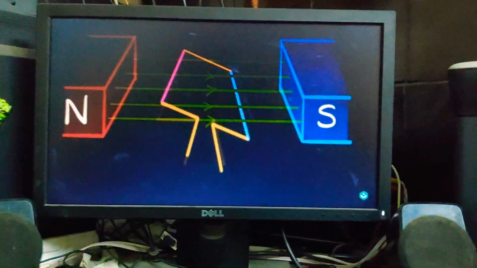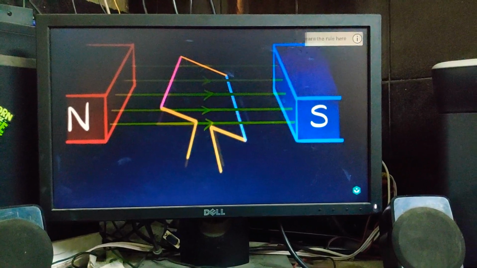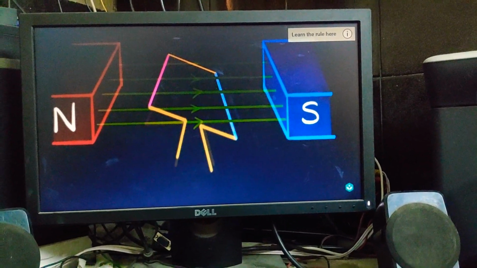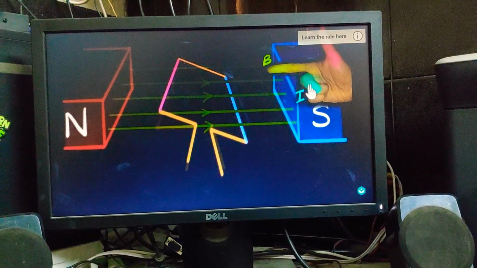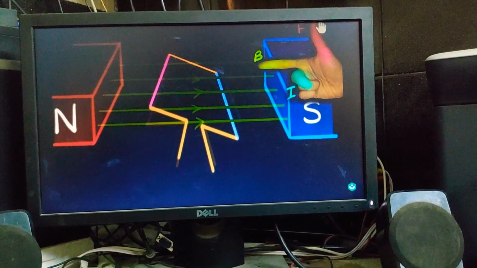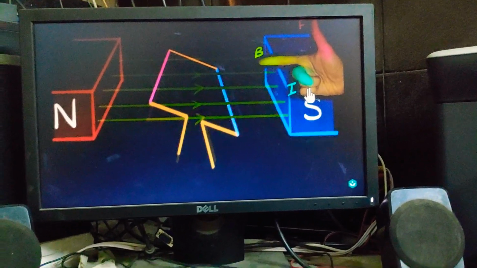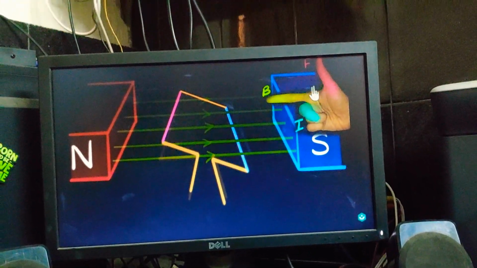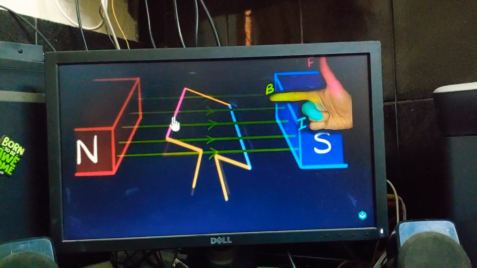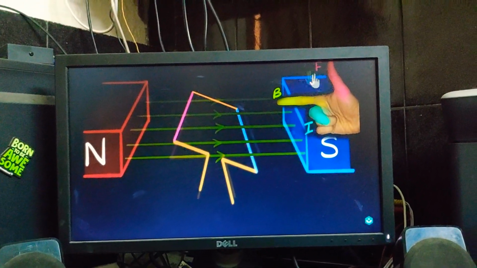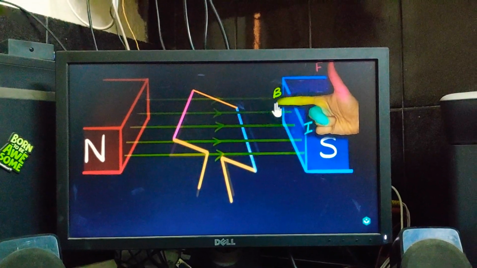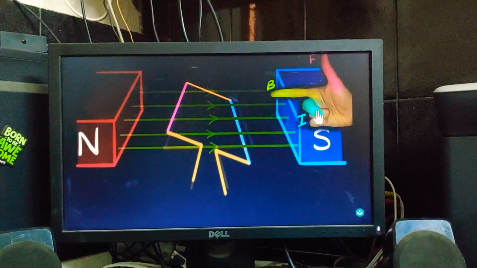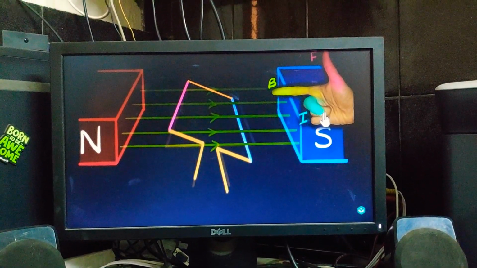Well, we have already learned something called Fleming's right-hand generator rule, which says you stretch the fingers of your right hand like this, such that they are perpendicular to each other. Then the thumb represents the direction of the motion of the wire. That is the direction in which you're pushing the wire. The forefinger gives us the direction of the magnetic field. Then our middle finger will give us the direction of the current.